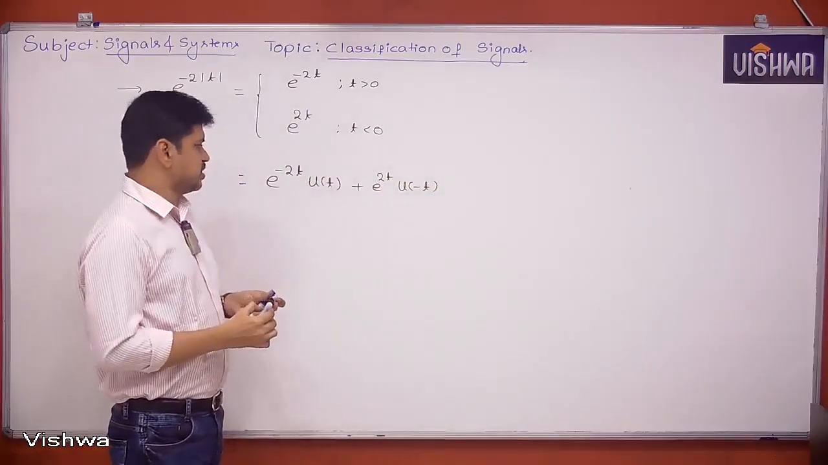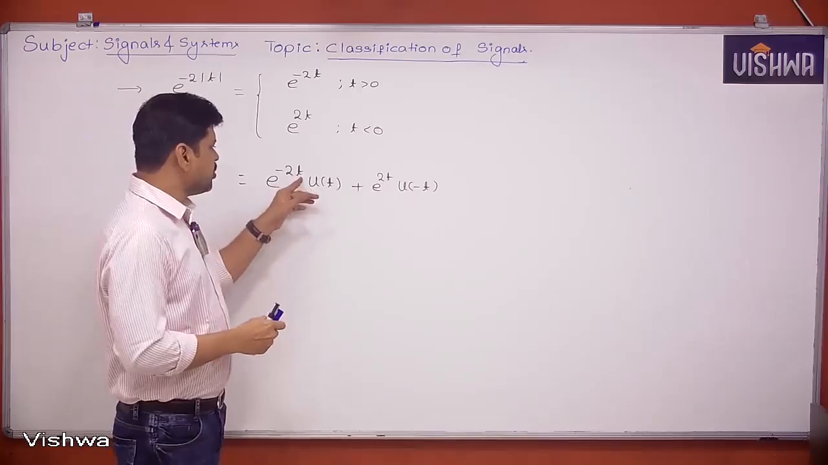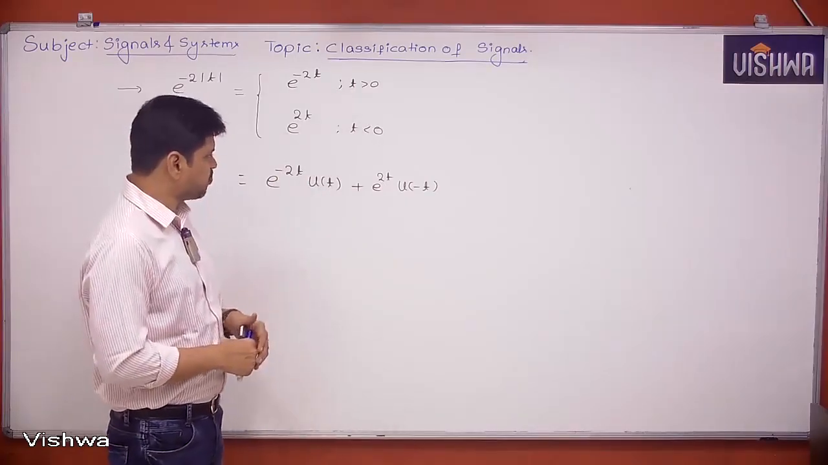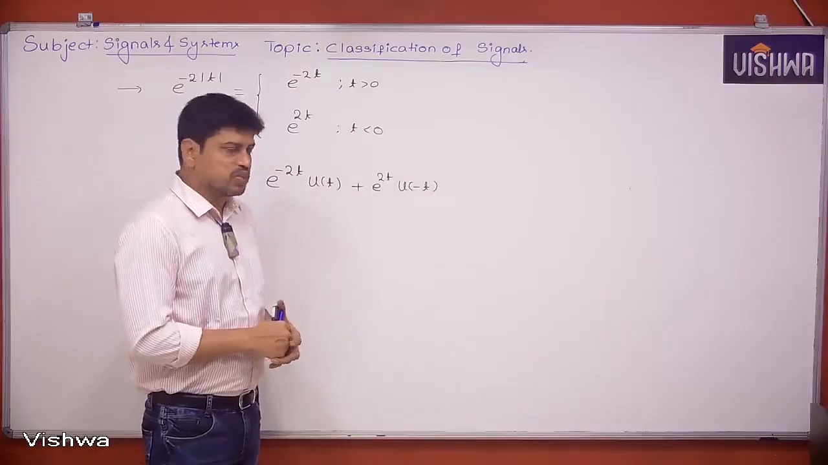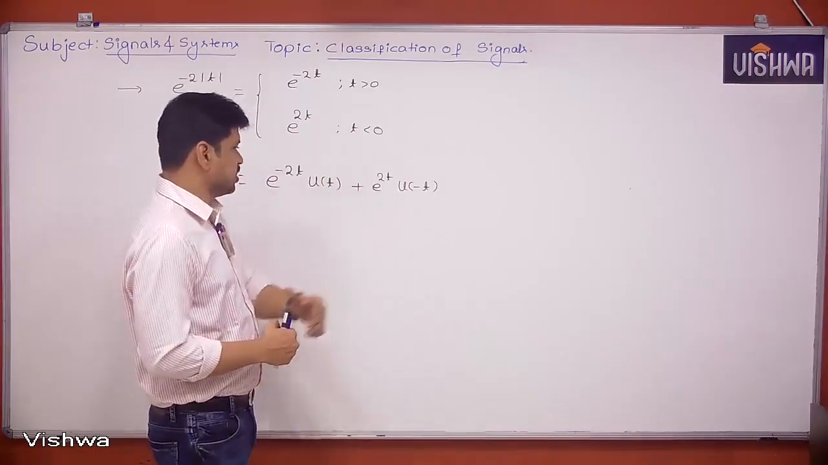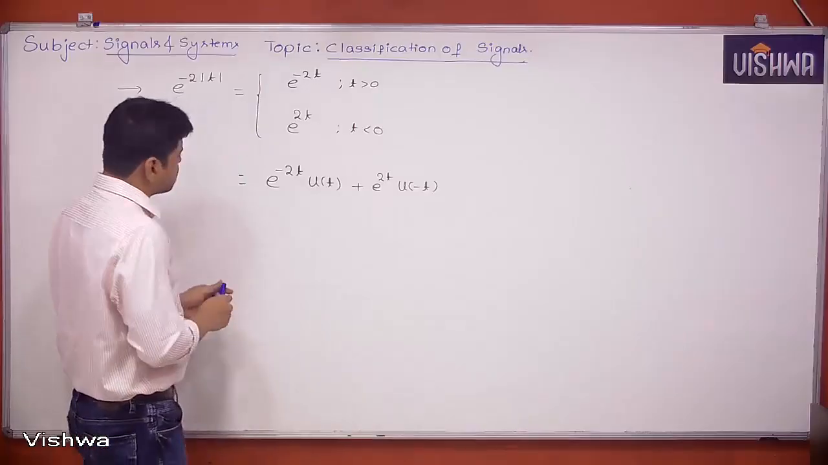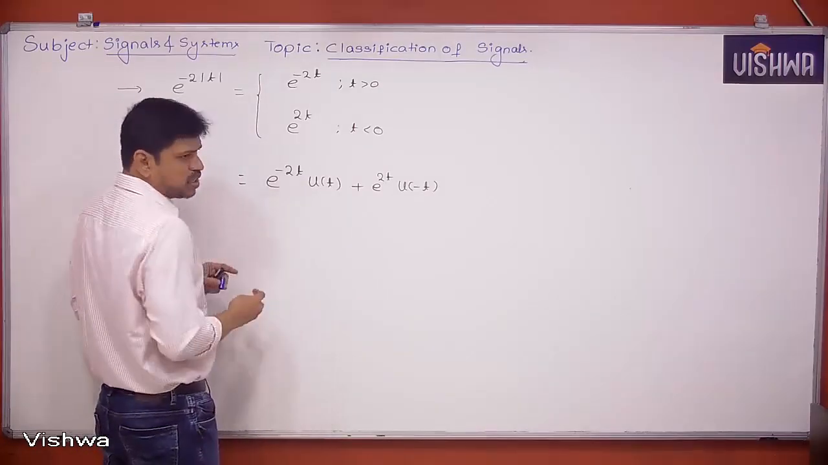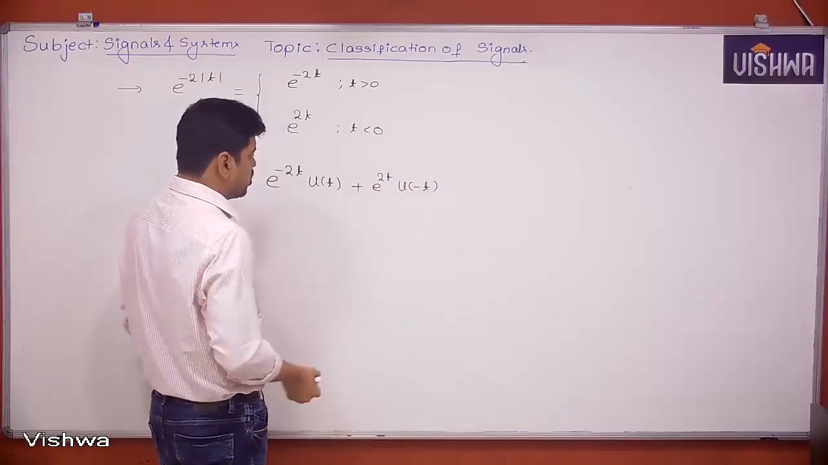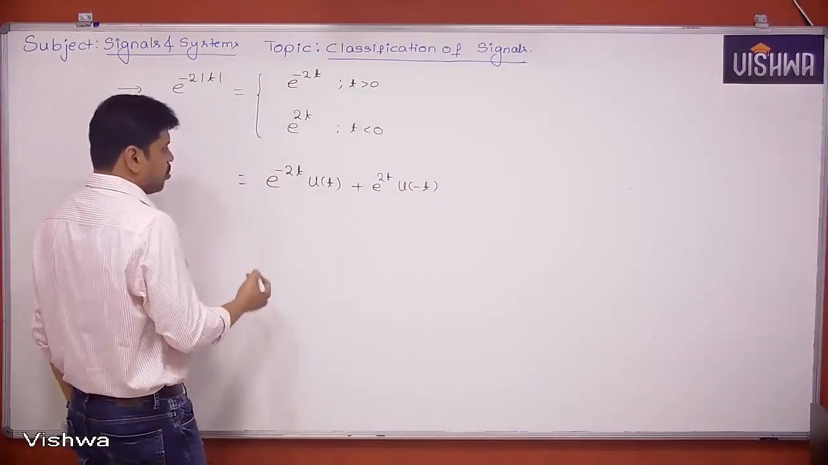How can you write this, sir? See, simple thing. E power minus 2t u of t exists only for positive values of time, that means t greater than 0. U of minus t exists only for negative values of time. That's the meaning of it. So finally this is the signal we got. Now we came to know that e power minus 2t u of t is a bounded function. E power 2t u of minus t is also a bounded function. Finally the signal is bounded.